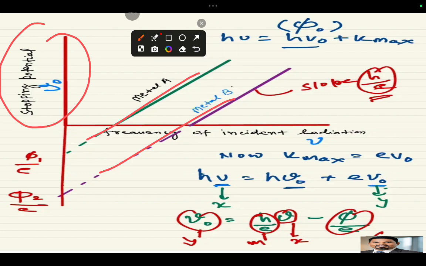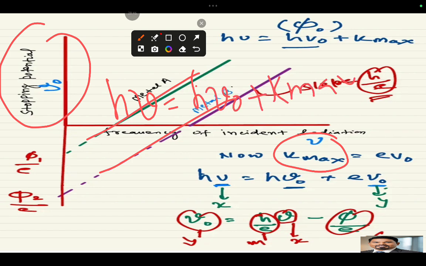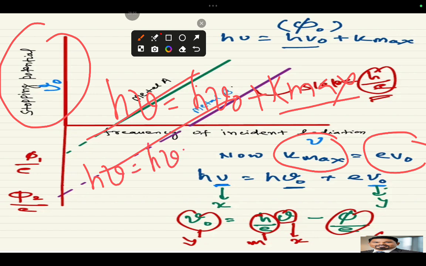So here we know very well the maximum energy: h nu is equal to h nu naught plus K max. K max is equal to eV naught. So h nu equals h nu naught plus eV naught. So h nu naught equals h nu minus eV naught. Here, h nu naught is nothing but the work function, phi.